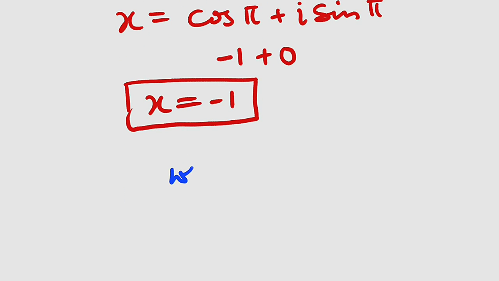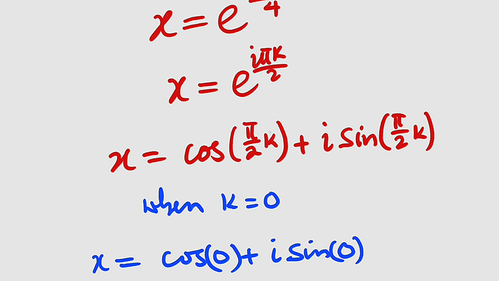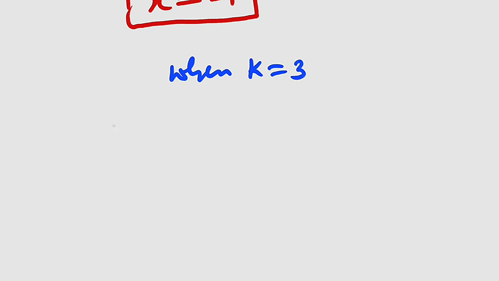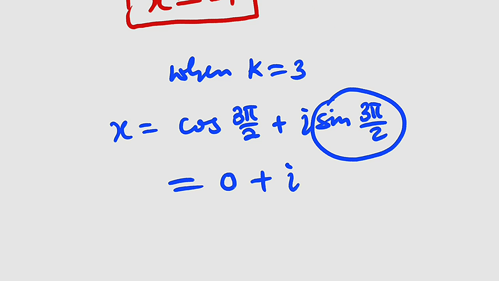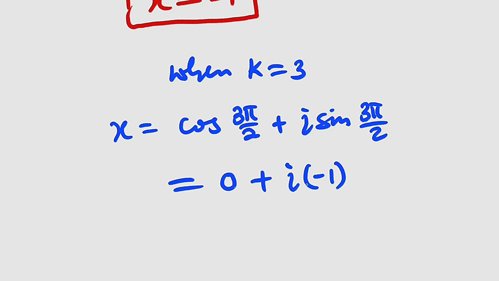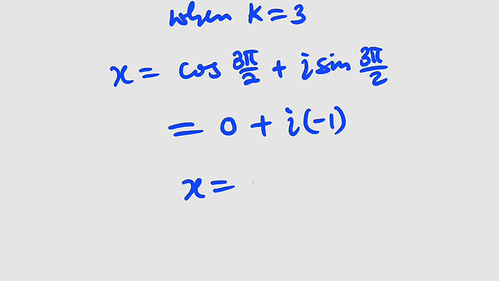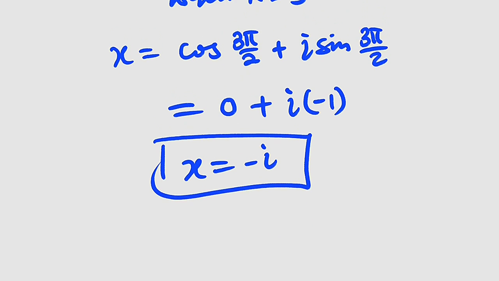Then the last solution is when k is equal to 3. What are we going to have? We're going to have 3 times pi divided by 2, that is 3 pi divided by 2. So x will be equal to cosine of 3 pi divided by 2 plus i sine of 3 pi divided by 2. Cosine of 3 pi divided by 2 is equal to 0. So this is 0 plus i multiplied by sine of 3 pi divided by 2, which is -1. So we have i times -1 is -i, plus 0 is still -i. And hence x equals -i. And this is our fourth solution.